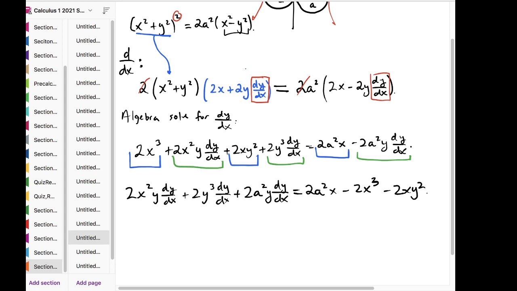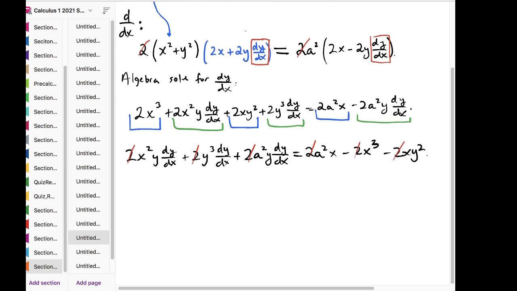A lot of 2's there, right? In fact, they all have 2's. So let's get rid of that. Yeah, good. Divide by 2. Okay, so now how do you solve for dy dx? So what was the whole point of moving all the dy dx's to the left and moving all the others to the right? Yes, they can factor out dy dx.